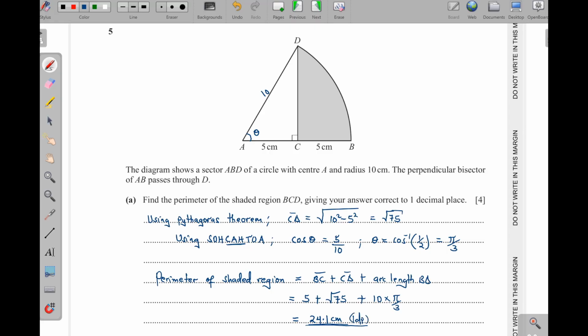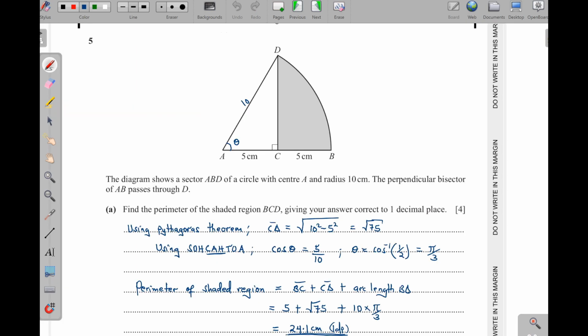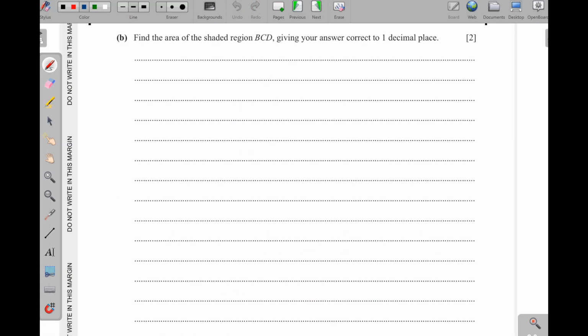As simple as that. Part B, find the area of the shaded region BCD. Give your answer correct to 1 decimal place. If we go back here and we check, you can see that the area of this shaded region is going to be the area of this big sector we have, then minus the area of the what? The triangle. As simple as that. So shaded area shall be equal to area of sector, then minus area of the triangle.